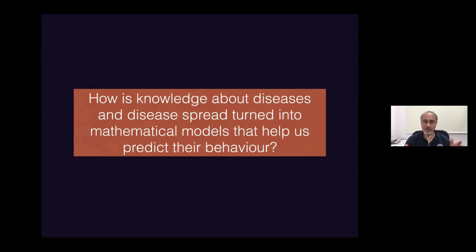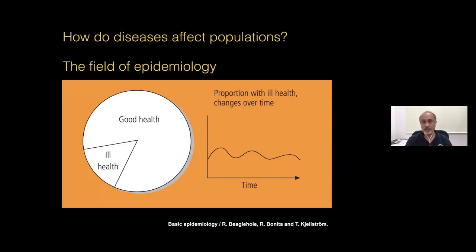So let's turn to the question that I want to talk about today, which is how is knowledge about diseases and disease spread turned into mathematical models that help us predict their behavior, help us predict what might be going on or what might happen in the future. The whole question of how diseases affect populations is the field of epidemiology. Demos is people, epi is on. So what is on populations, what affects populations?